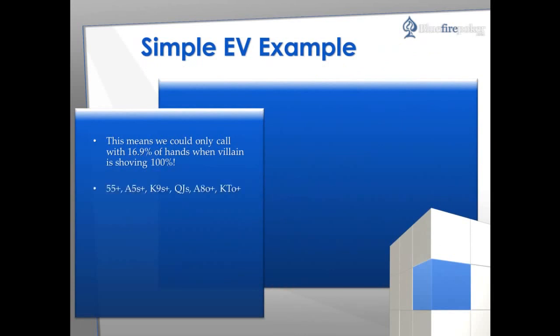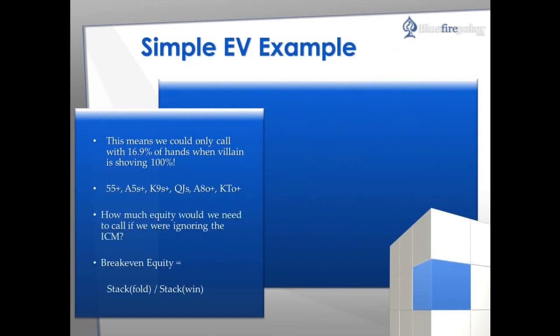This means that we could only call with the 16.9% of hands that Wiz showed us when villain is shoving 100% of the time. And that's the hand range that would be correct to call with in this situation.